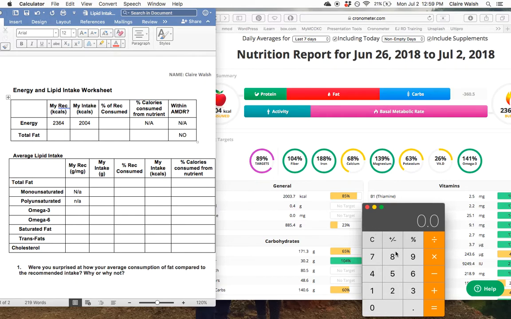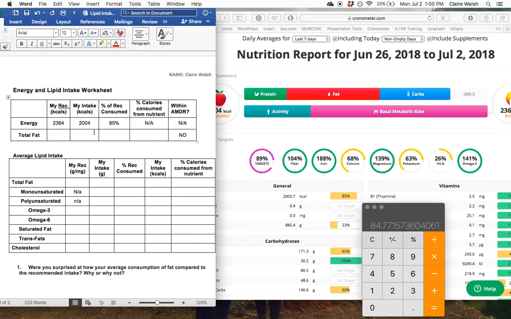So I'm going to divide 2004 by 2364. And that brings me to 0.8477. Now, to convert that into a percent, you would take that times 100, which brings me to 84.77%. I'm going to round that to 85%, and enter that into my lipid worksheet over here.